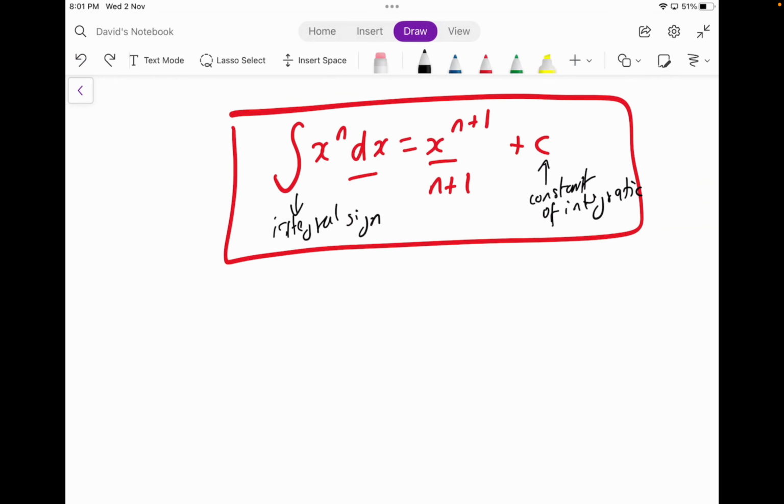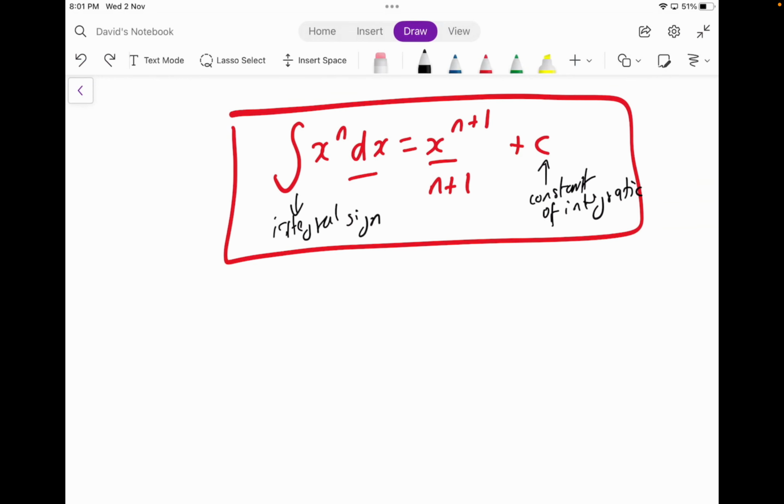So the integral of x to the power n dx is equivalent to x raised to the power of n plus 1. Whatever the power is in your question, you have to add a positive 1 to that, and you have to divide by the new power that you got from adding positive 1.